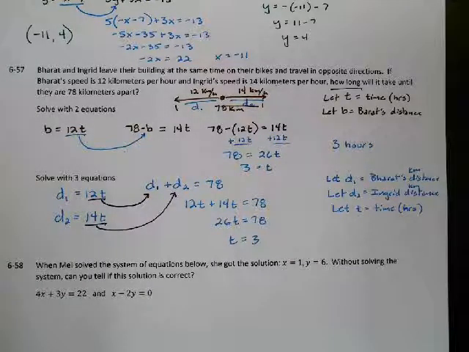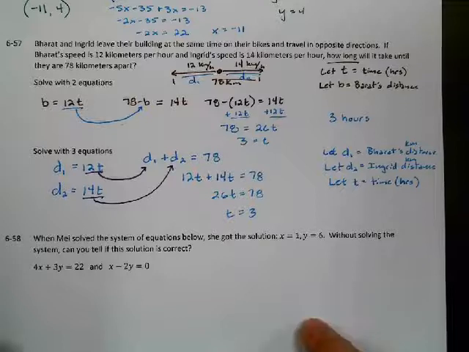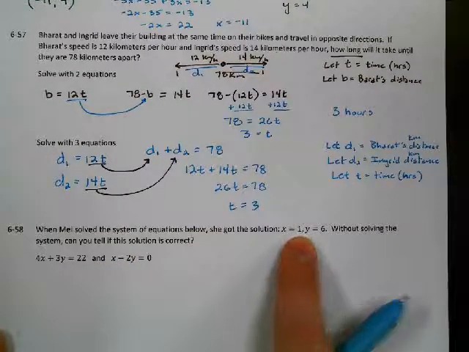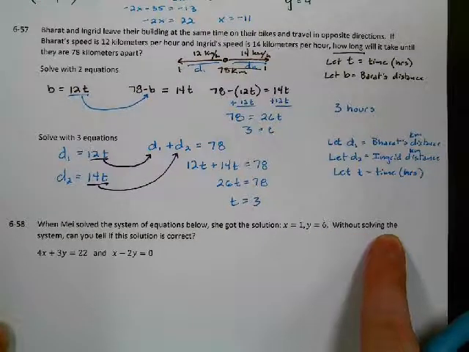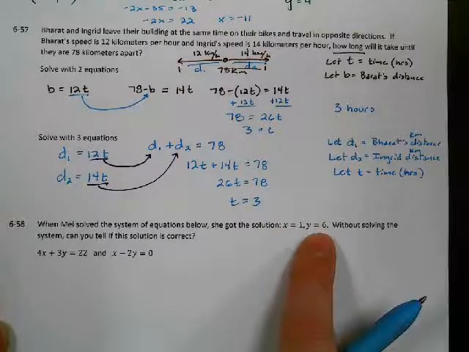All right, we're almost there. When May solved the system of equations below, she got the solution x equals 1 and y equals 6. Without solving the system, can you tell if the solution is correct? So she has x is 1, y is 6. Well, to tell if it's right, we just have to plug in 1 and 6.